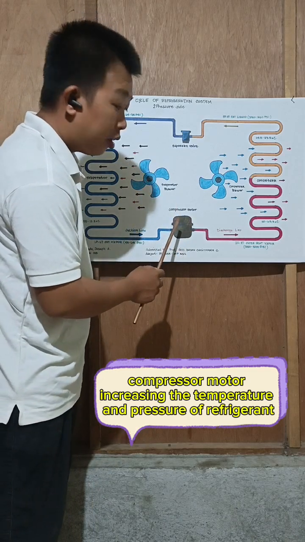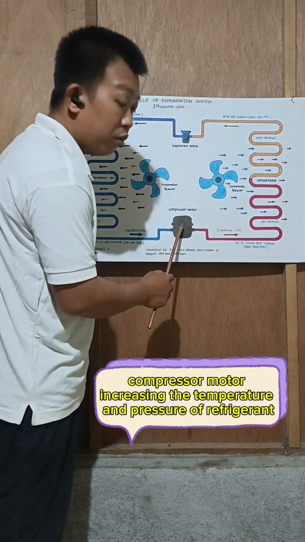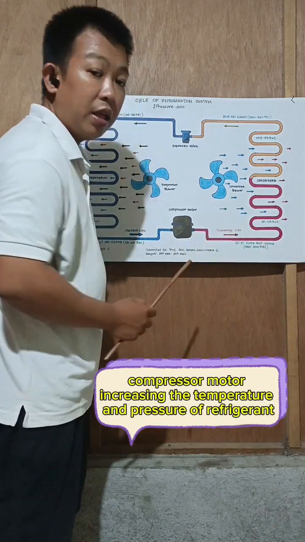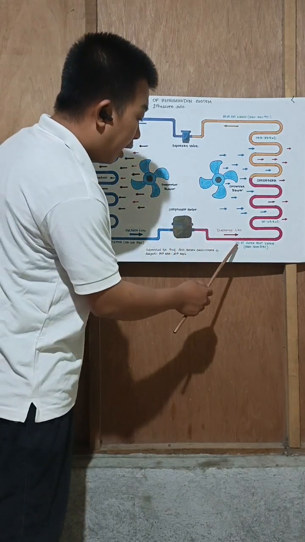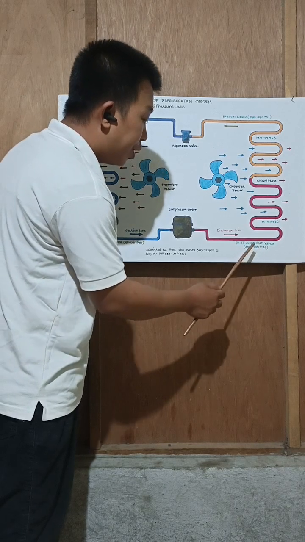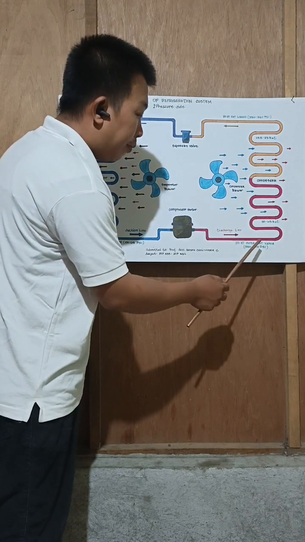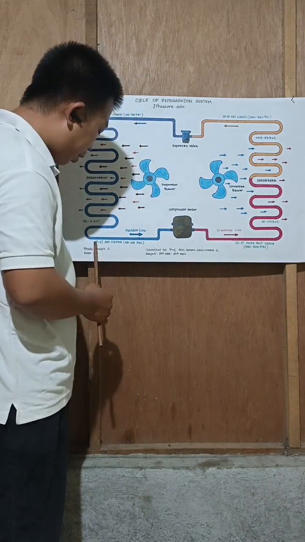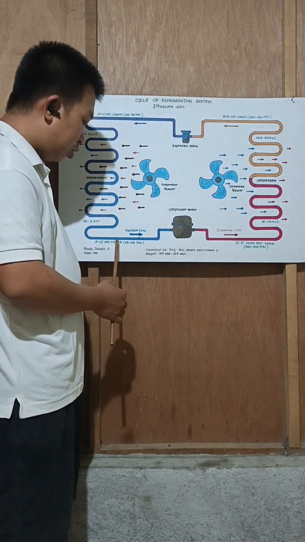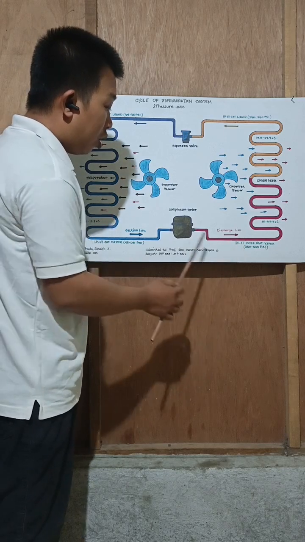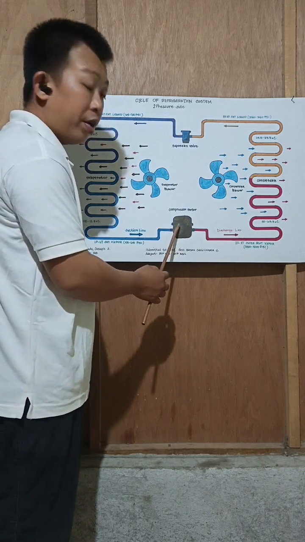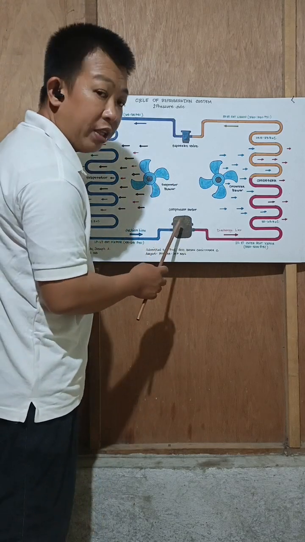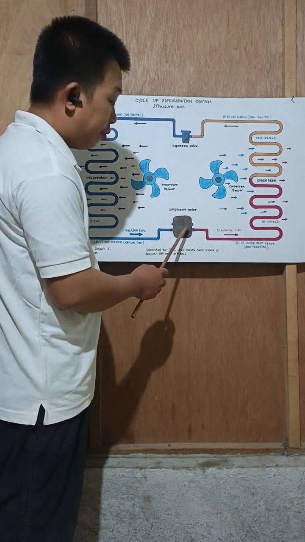When the refrigerant comes out of the compressor, it's in a vapor state, but at high pressure, high temperature, superheated, at a pressure of 350 to 500 psi. So from low pressure, low temperature saturated vapor, it turns to high pressure because the compressor is increasing the pressure and temperature.